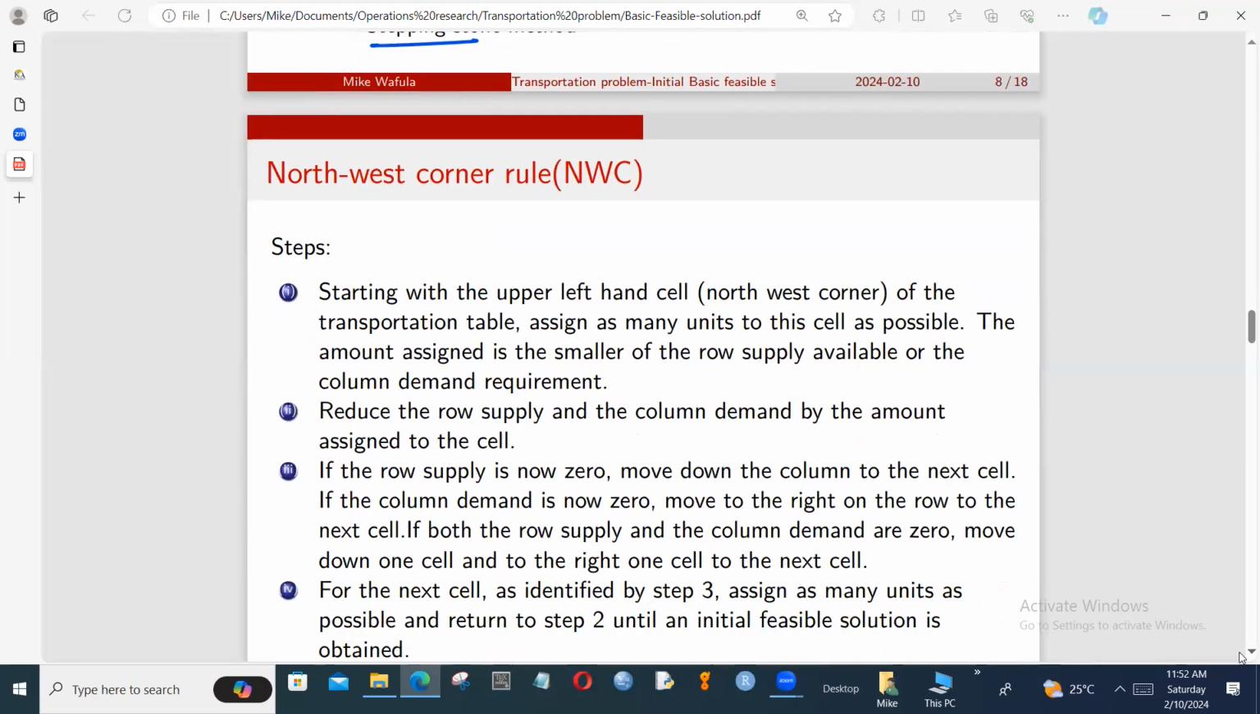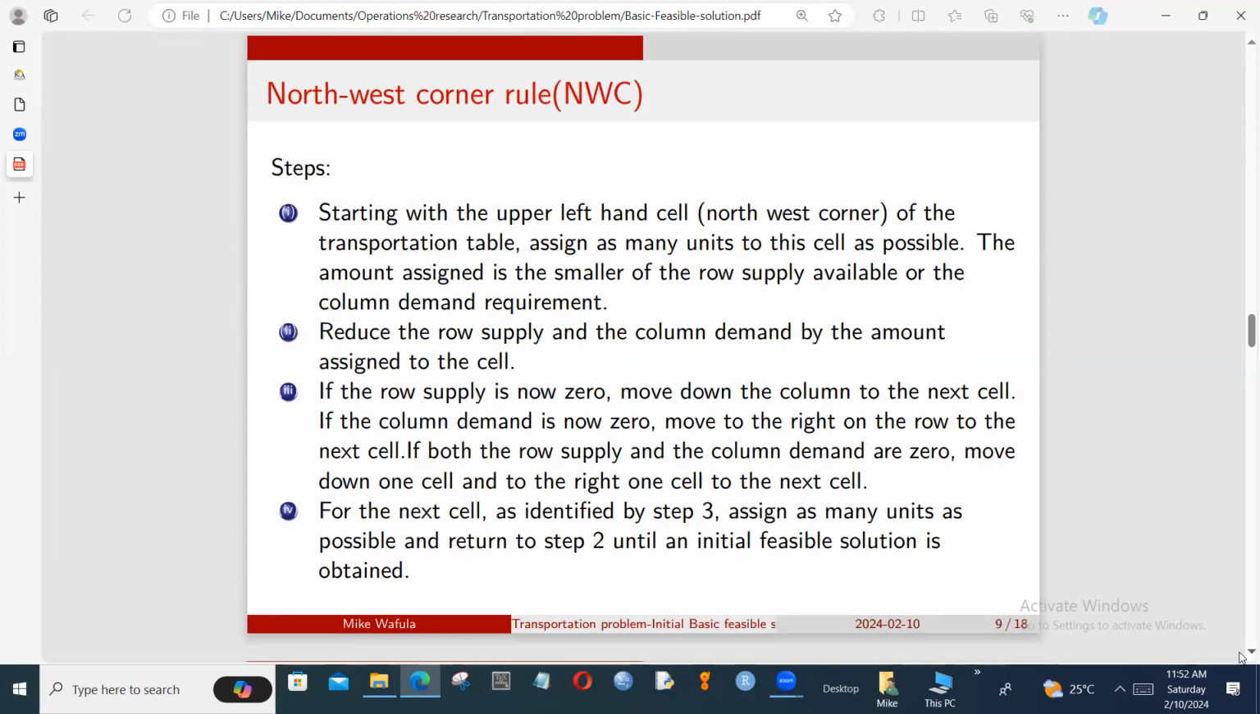So the northwest corner rule. Here we are assuming that at least you know the compass direction. When you say northwest, this is south, this is west, and this is east. So when you're given that particular transportation table, you begin with the cell that is farthest on the upper left-hand side of the transportation table. And then you assign as many units to this cell as possible.